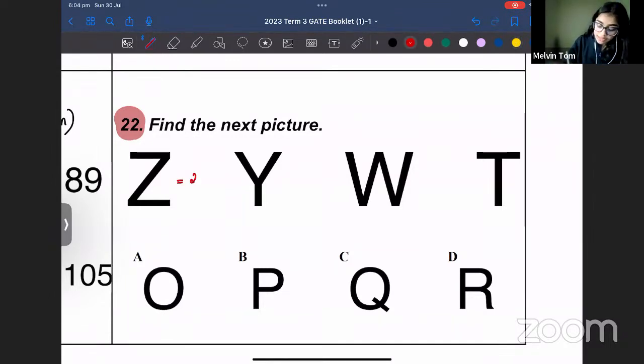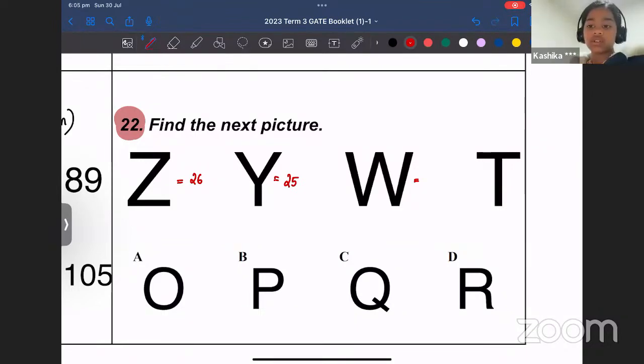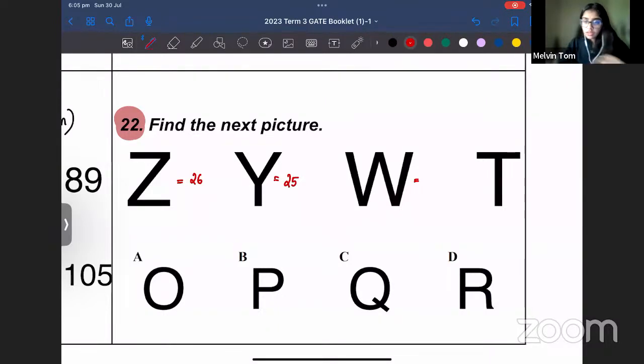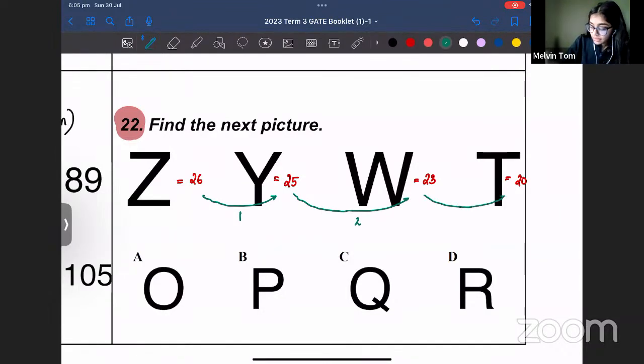So Z is the 26th letter in the alphabet. Y is the 25th. W is the 23rd, right? And T is the 20th. Now we have to find the difference between each to establish a pattern. From 26 to 25, it's 1. 25 to 23, it's 2. And 23 to 20, it's 3. Very easy pattern: 1, 2, 3. So the next one will be 4.